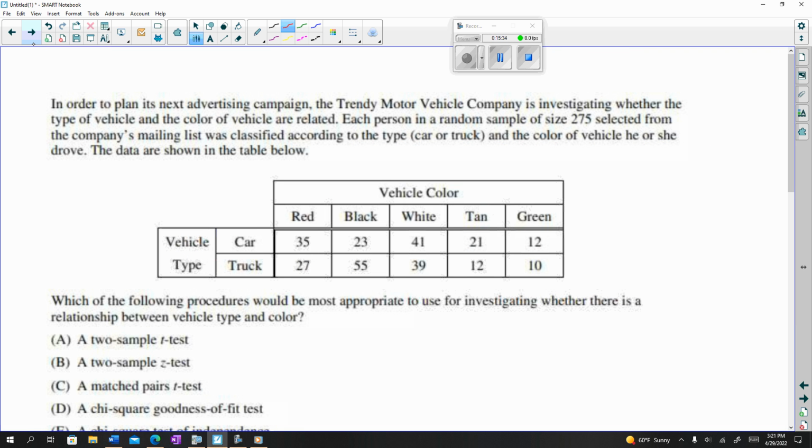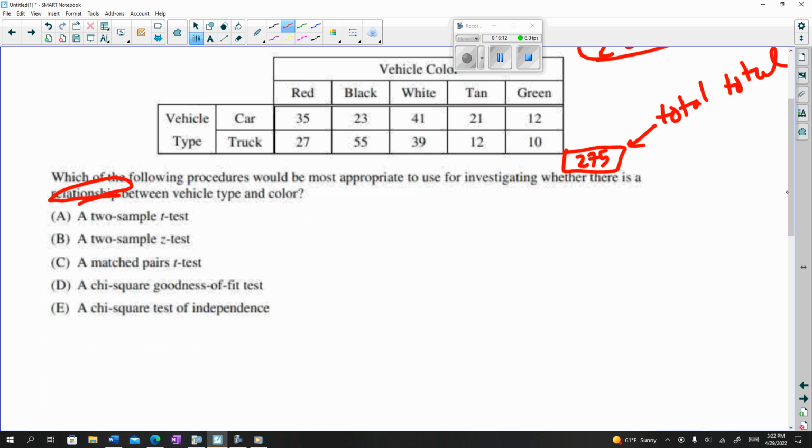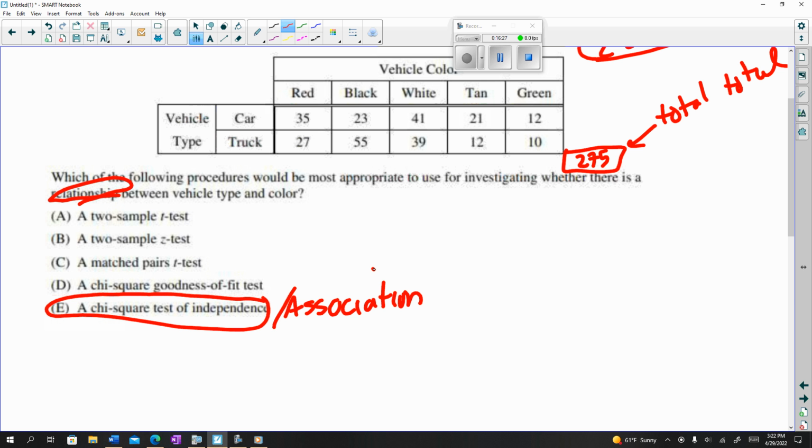Okay, here we have another two-way table. It says we have a random sample total of 275. Notice that's not here. So on the bottom right, we would want to put in 275. That's going to be our total. It says, which of the following procedures would be the most appropriate use of investigating if there is a relationship between vehicle type and vehicle color. So again, these are two categorical variables. The two variables that are putting people into categories in this case are their vehicle type, which is car or truck, and then their vehicle color. So when we're dealing with association or relationships, when we're dealing with two categorical variables, we're looking for the chi-square test for association. If that's not there, you have to choose the one that says chi-square test for independence. So here's the independence one. So is the car type independent of the color or not? That's that.